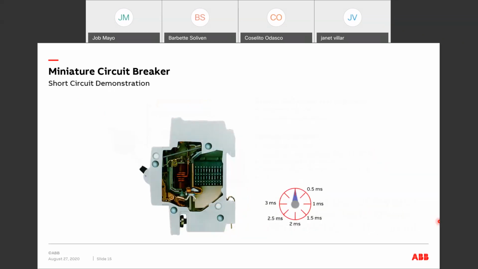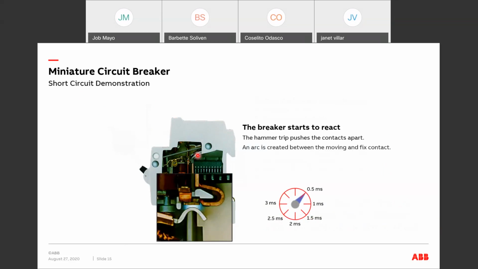So here's a short circuit demonstration, and this is the time duration that we have. During the short circuit, the breaker starts to react. The hammer trip pushes the contacts apart, thus generating a small arc between the contacts. So an arc is created between the moving and fixed contact.